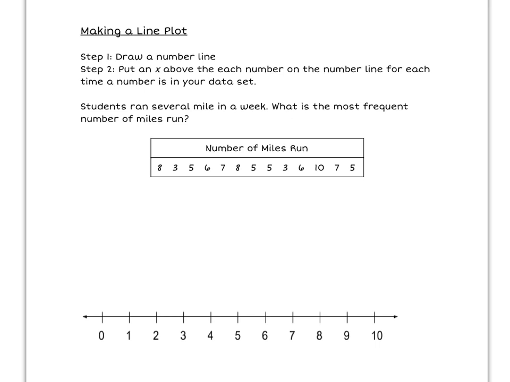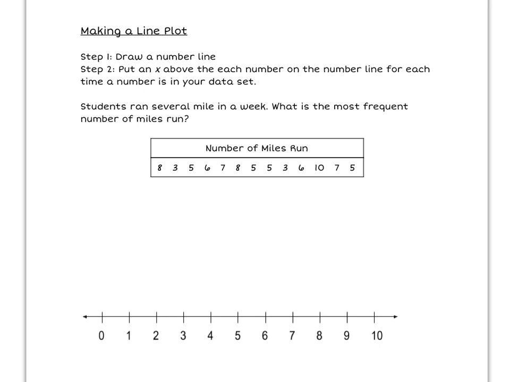All right. Next thing is line plots. So, step one, draw a number line. Guess what? For your assignment today, I've gotten the number lines you're going to need to use. Okay? So, that'll make life a little easier for you. Step two, put an X above each number on the number line for each time a number is in your data set. So, we've got students who ran several miles in a week. What's the most frequent number of miles in a run?